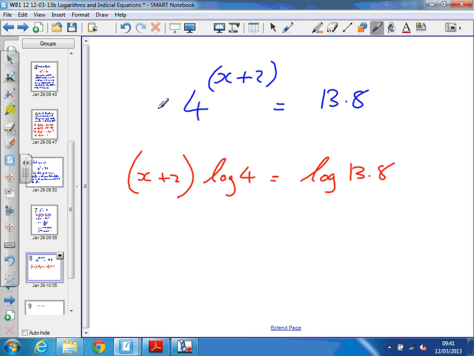Now remember, this is a number, so divide by it. Divide both sides by the log of 4. You could expand out this bracket, but this is quite an awkward number, so x times that number plus 2 times that number, you're making it more complicated. So as in the equations we were looking at earlier, divide both sides by log 4 is probably the easiest thing to do. So x plus 2, don't need the brackets anymore, equals the log of 13.8 divided by the log of 4.